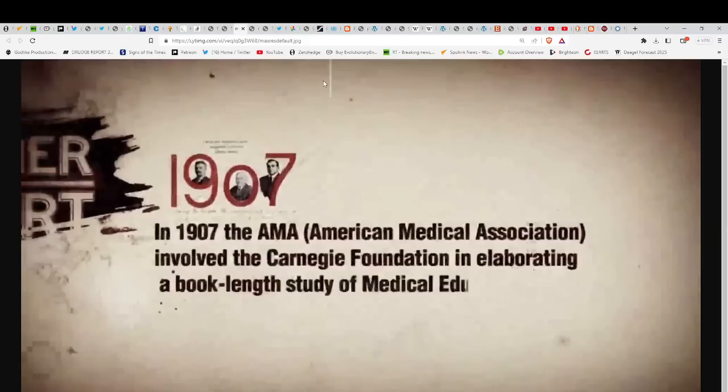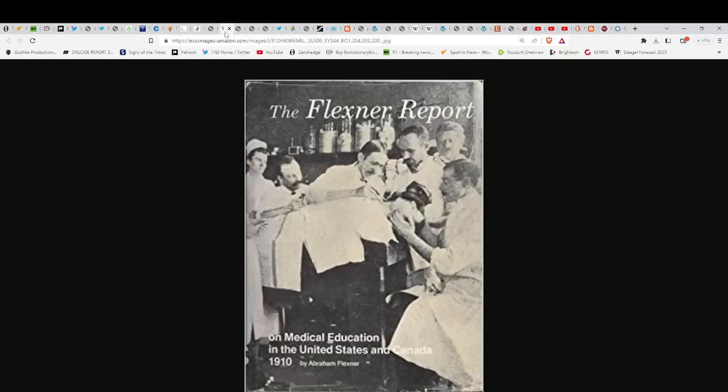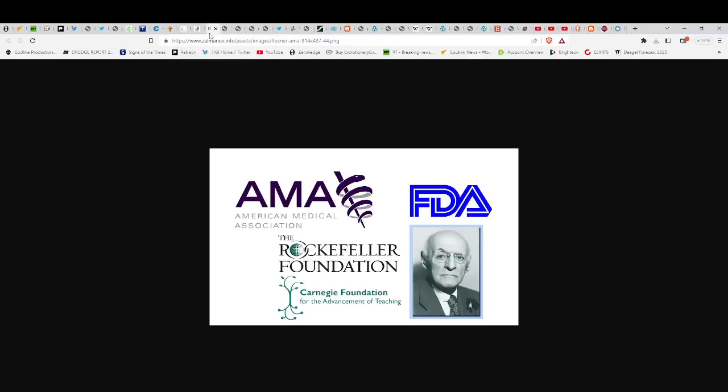In 1907, the AMA, the American Medical Association, involved the Carnegie Foundation in elaborating a book-length study of medical education. Now, again, we refer back to that other photo talking about the captains of industry, and you see Carnegie was right there. These are cohorts in business. This is all about business. And this is the Flexner Report on Medical Education in the United States and Canada in 1910. As you see, a little business card there, AMA, and the Rockefeller Foundation, along with the Carnegie Foundation for the Advancement of Teaching.